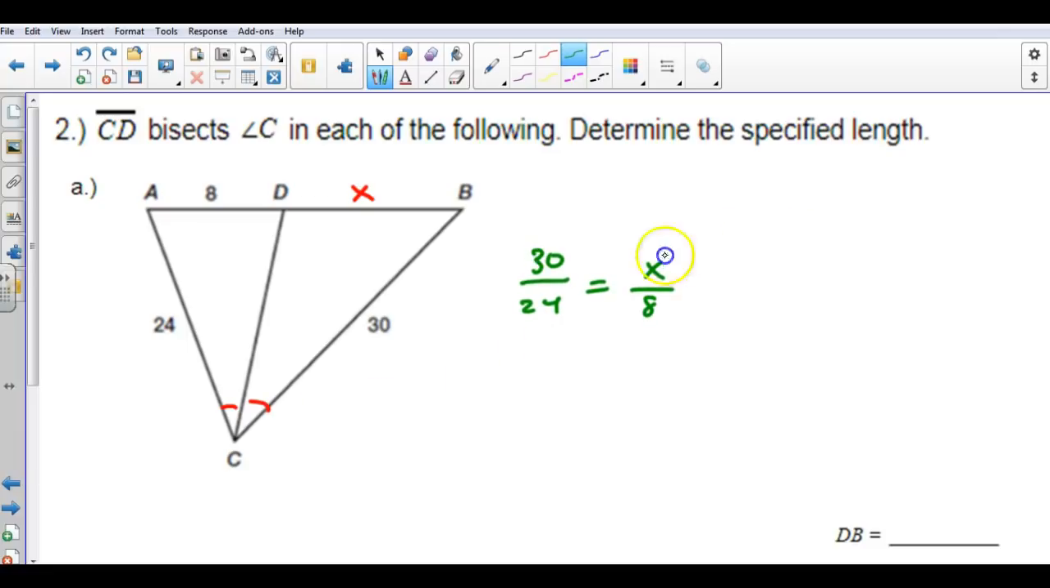And that is one way of going about it. Another way that we could go about it is to take 30 over the corresponding length of x, so 30 over the x would be equal to 24 over 8.